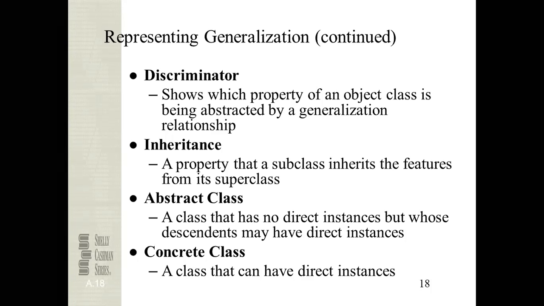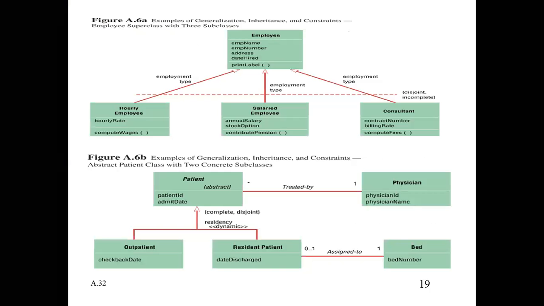We know what is inheritance and we know what is abstract class. A class that has no direct instances but whose descendants may have direct instances is called an abstract class. It does not have any instance or value of its own, but its descendants may have direct instances. That class is called an abstract class. A concrete class is a class that can have direct instances.